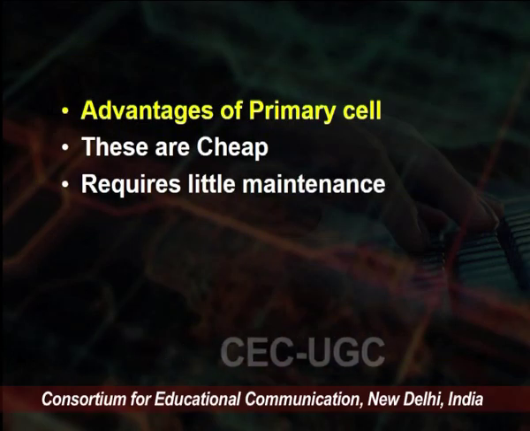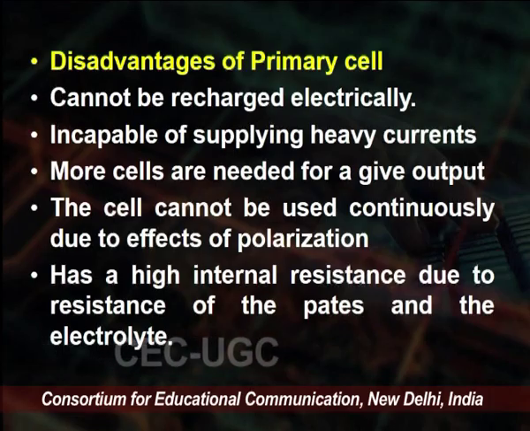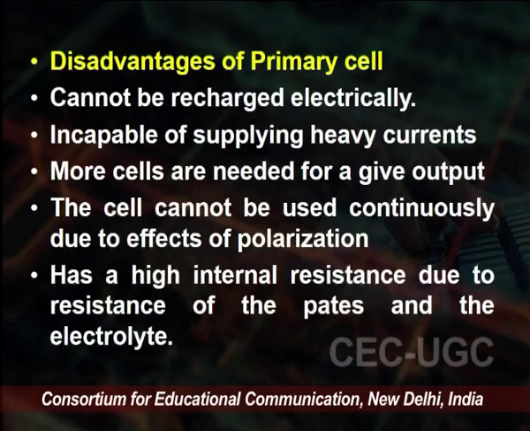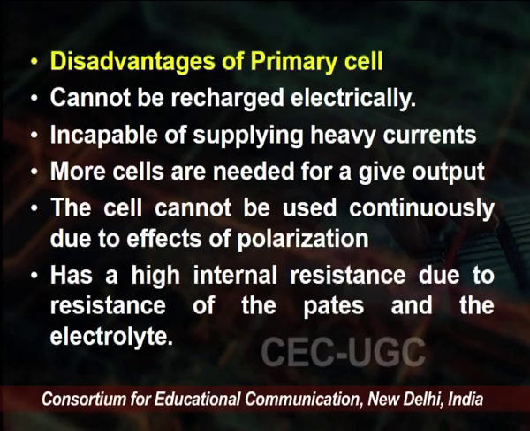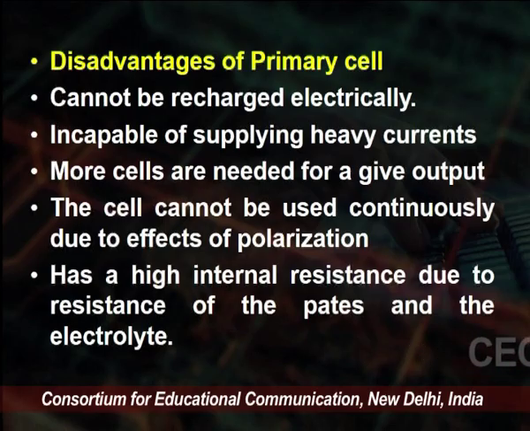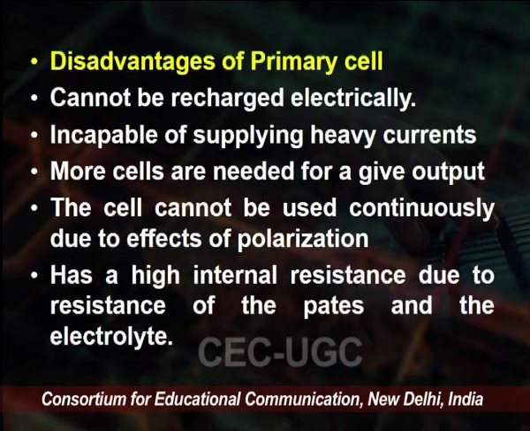Advantages of this cell: it is very cheap, requires little maintenance, and is easy to use. Disadvantages of this cell: it cannot be recharged electrically, so we cannot recharge it again and again. It is incapable of supplying heavy current. The cell cannot be used continuously due to the effect of polarization. It means it can be used from time to time, but we cannot use it continuously. It also has a high internal resistance due to the resistance of the plates and the electrolyte.